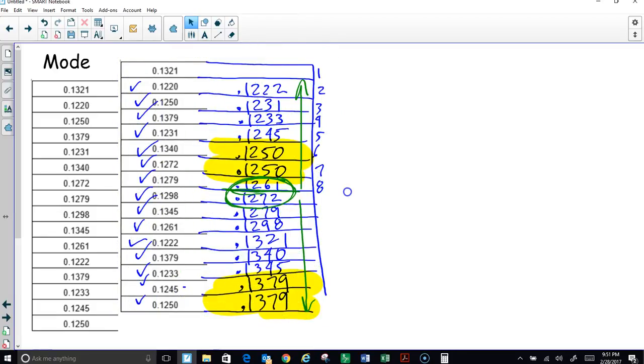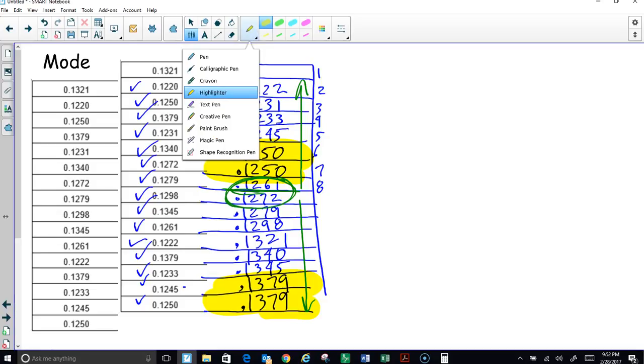The reason this is important is because the mode is all about what number appears the most often. In some cases, there may not be any number that appears more than once. So in that case, you would say there is no mode. Sometimes there may only be one number that appears the most. In this case, we actually have two numbers that appear the most often.